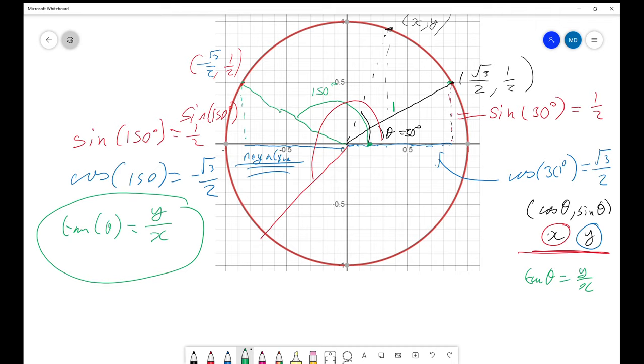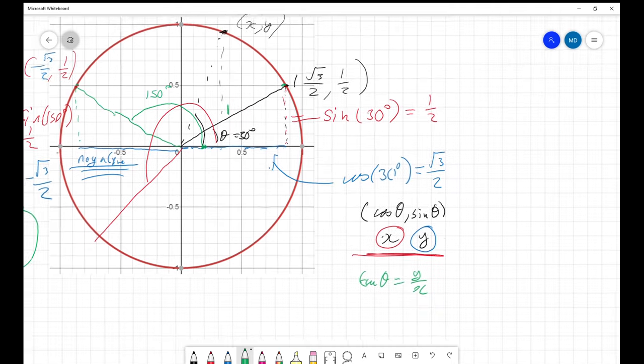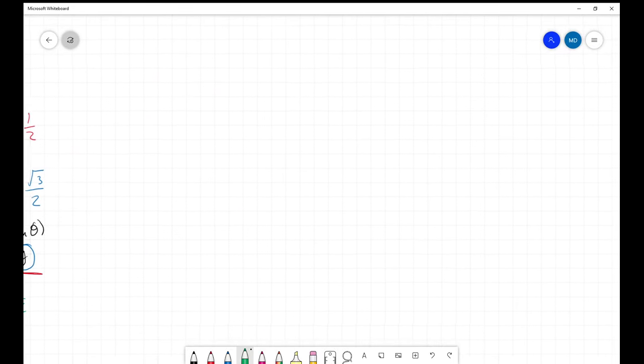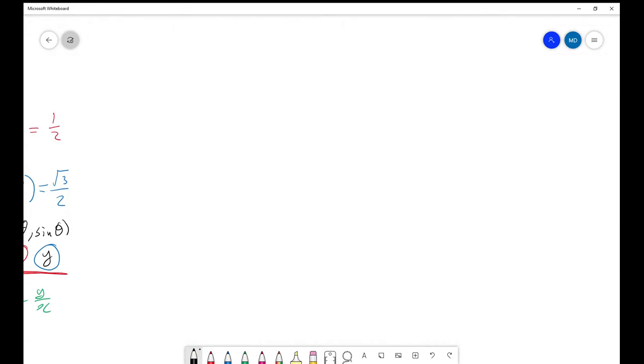But before that, we do need to know some of these key values. So this is worth taking a note on. If you don't know them, let's get these down. These are very, very important. These are known values between 0 and 90.